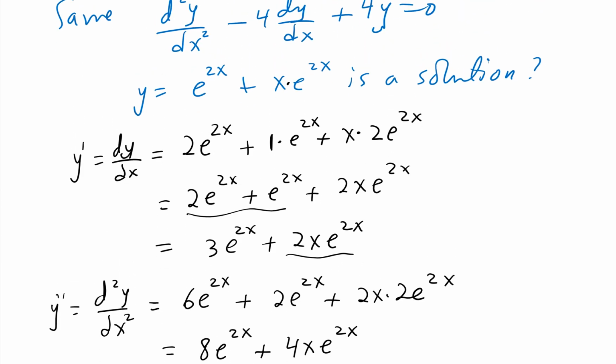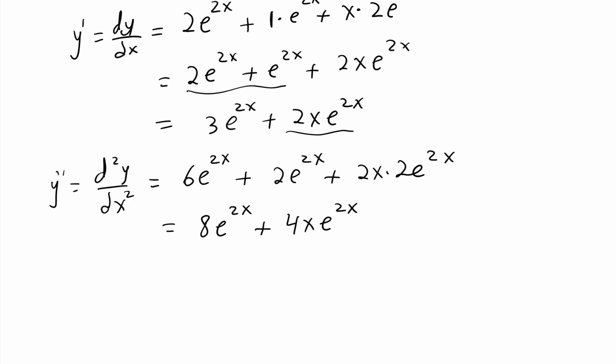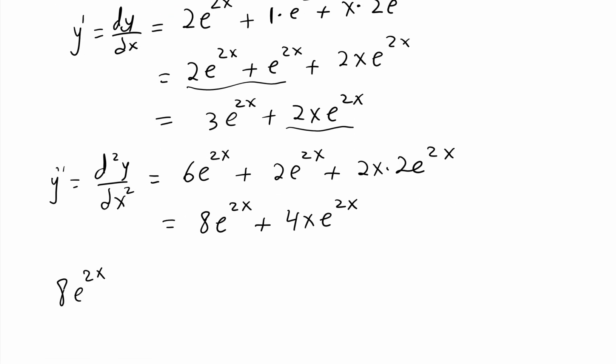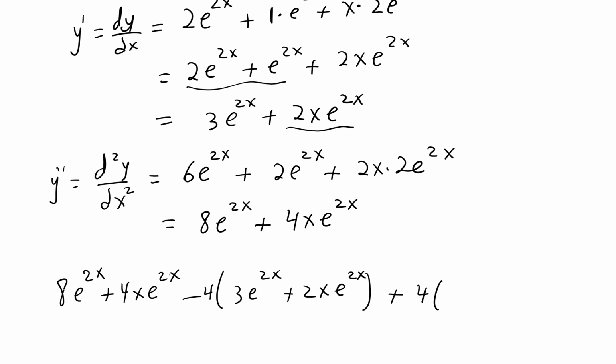So now we go back to the equation. The second derivative with respect to x, that's the one I found, is the left hand side. And then it says minus 4 times the first derivative, 3e to the 2x plus 2x e to the 2x, plus 4 times y itself, which is e to the 2x plus x e to the 2x. Let's see if we're going to get 0.